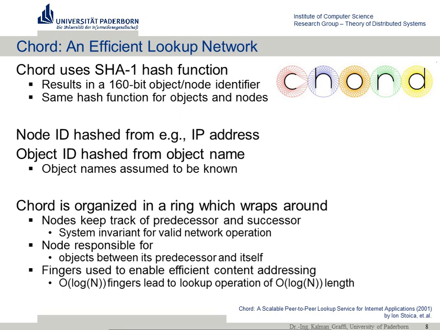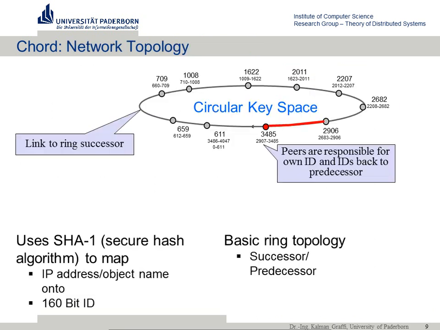That's basically the basis. In order to speed up the routing and make it a little better, you have so-called fingers, which point into the network. You have O(log n) fingers, that means 160 fingers, that speed up your lookup time. We will see how they are generated.